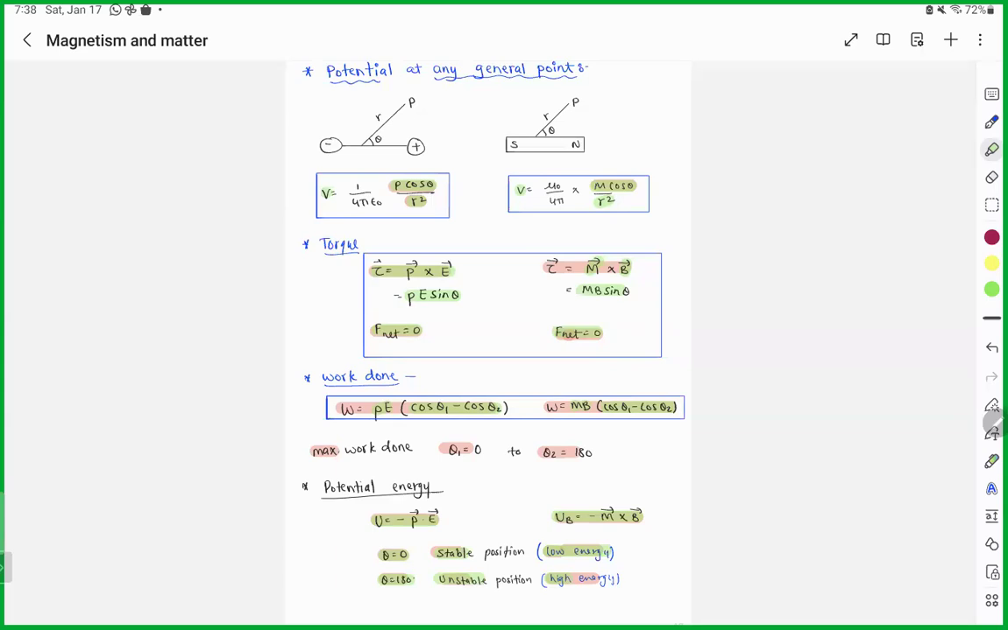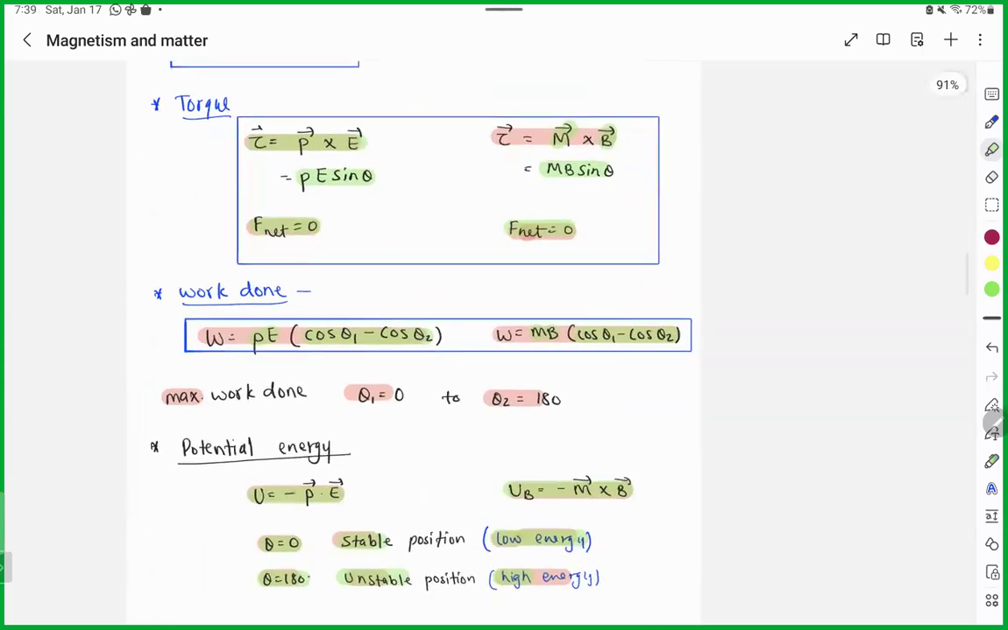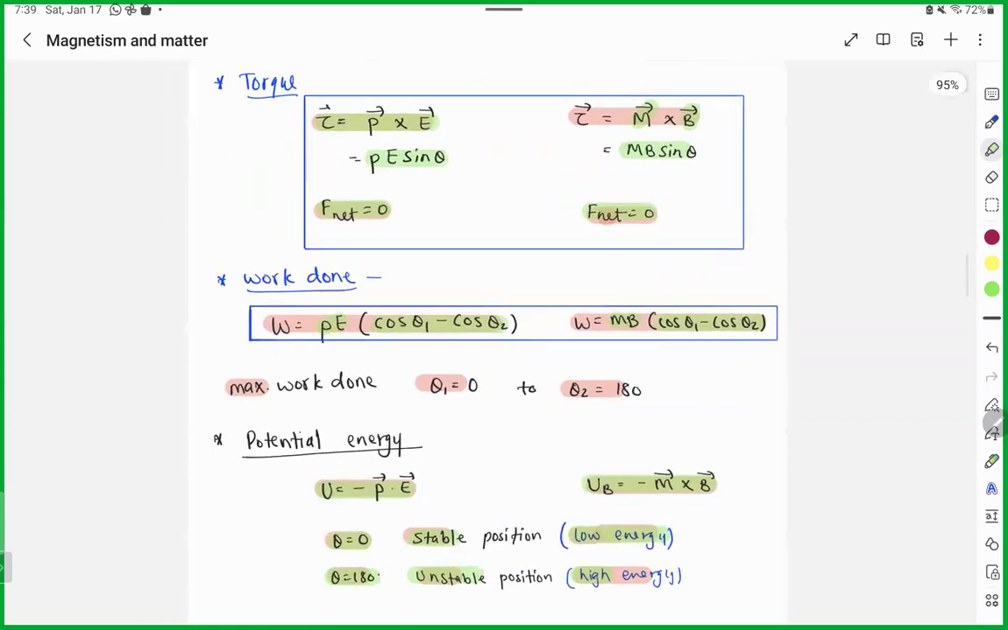So potential energy is minus P cross E, na? So it's cross here and then dot. Potential energy is a scalar quantity, and in scalar quantity you have dot. But when you are talking about torque, it is a vector quantity, and that's why in vector quantity you have cross. Understood?